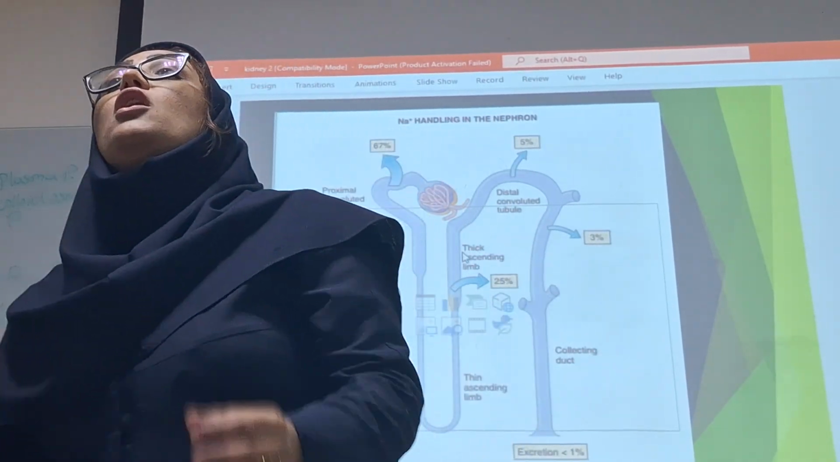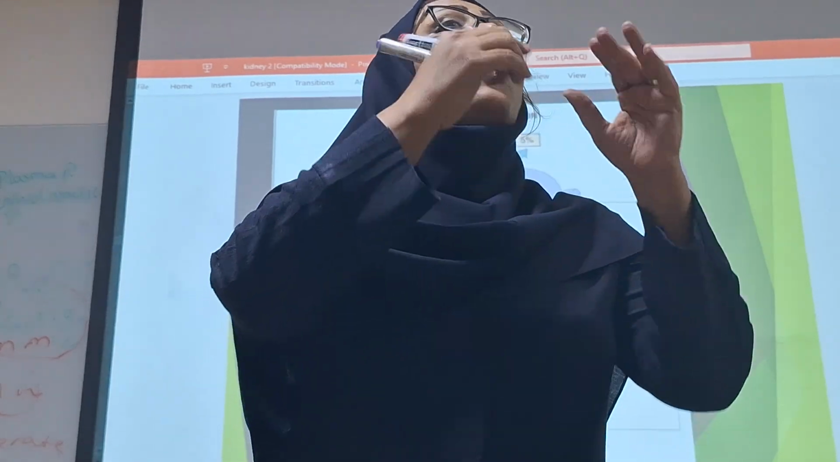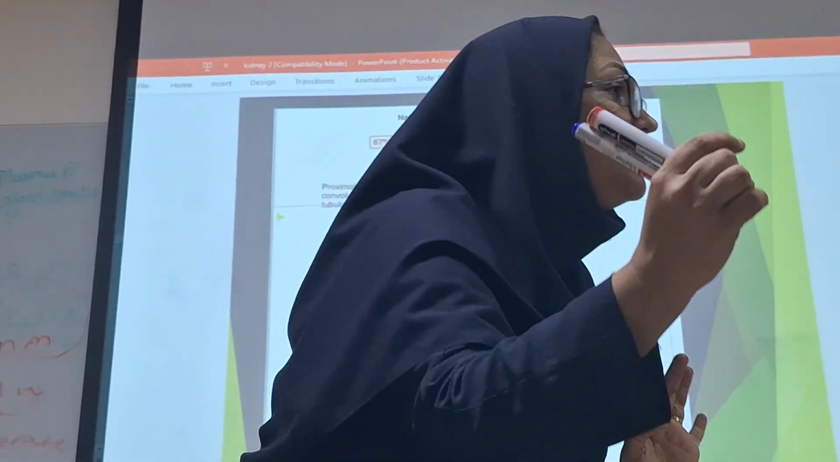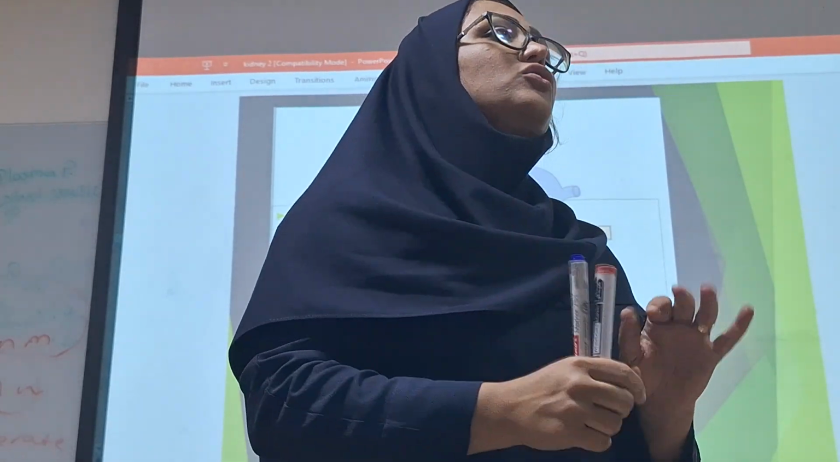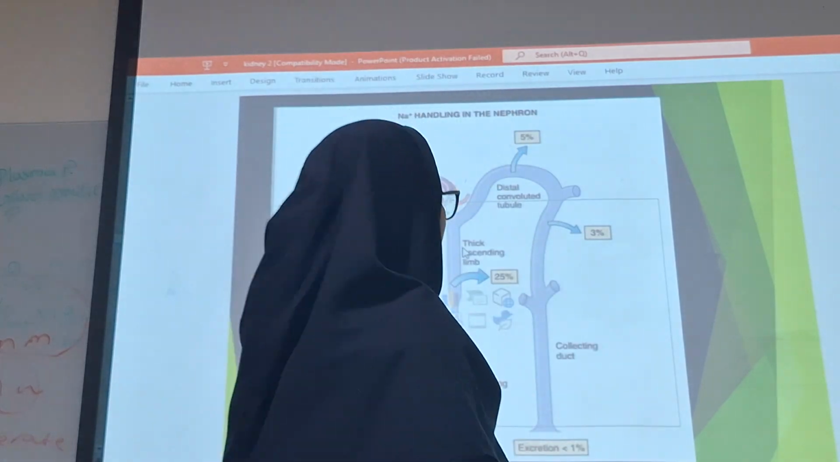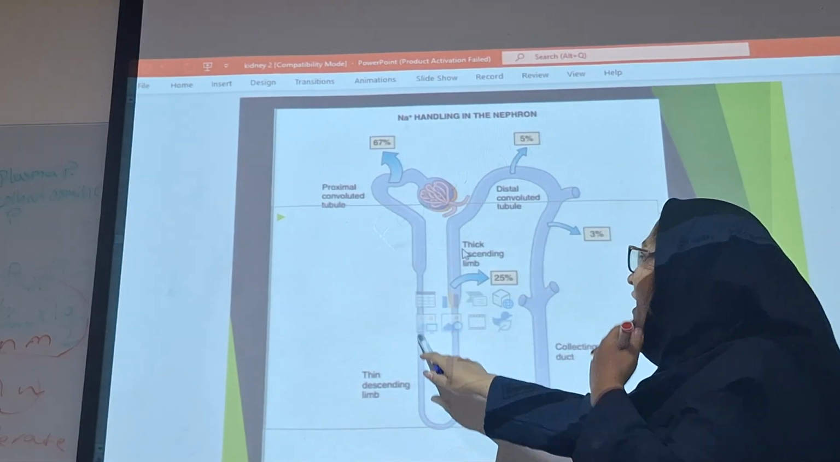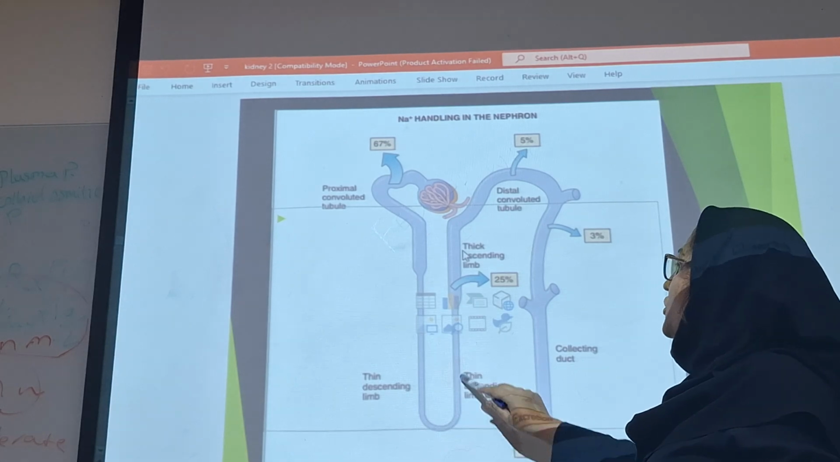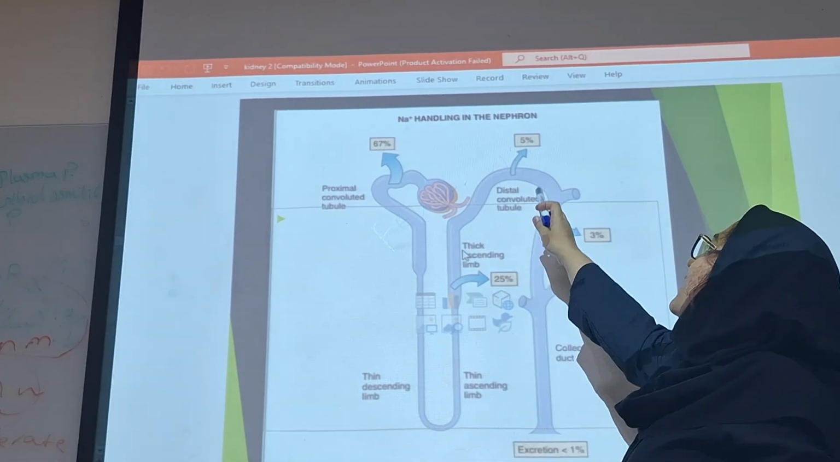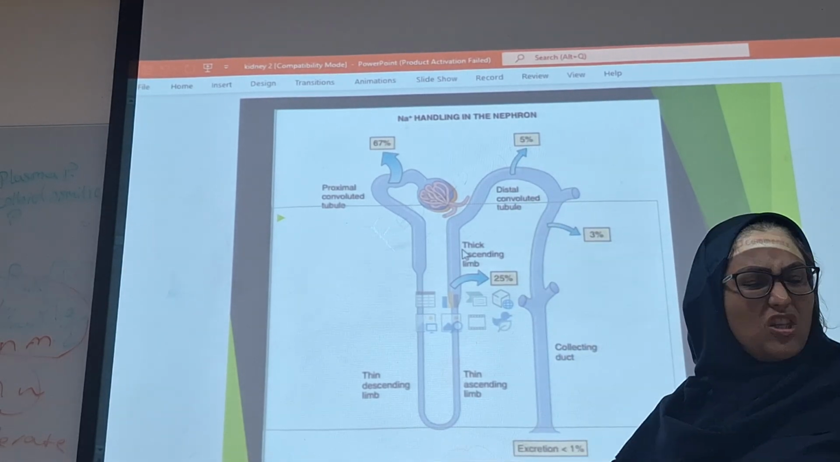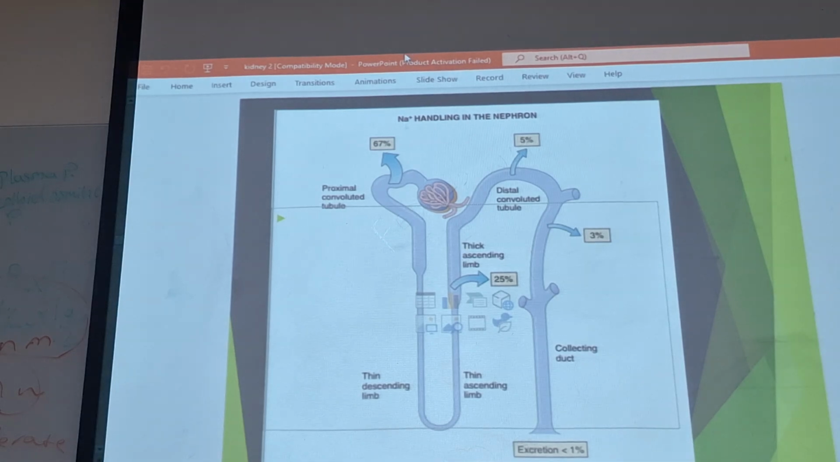If I ask you, the filtrate is isotonic or isosmotic with plasma. No question? Okay. Here there is no sodium reabsorption. Here 25%, 5%, 3%. No need to memorize it. Okay.